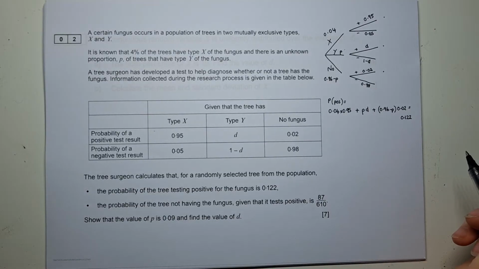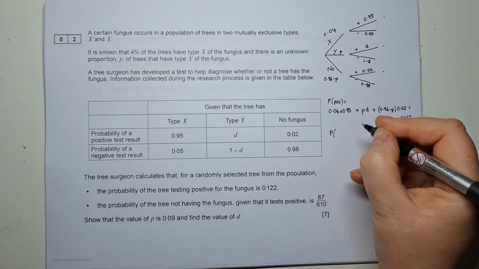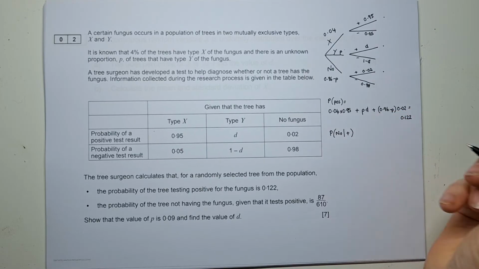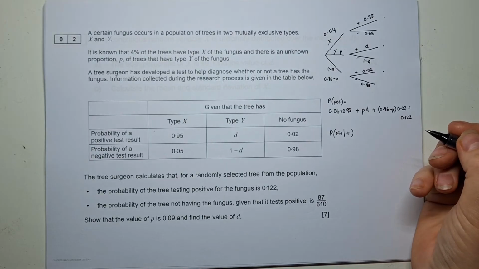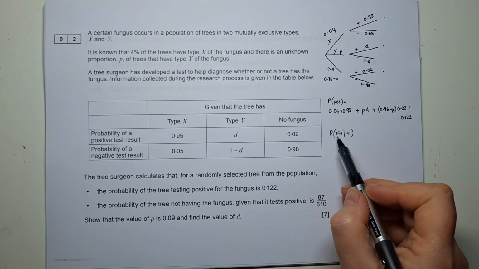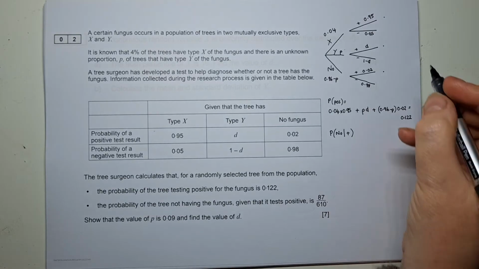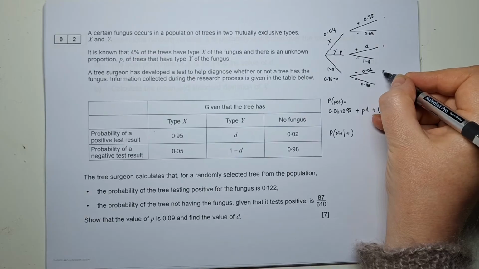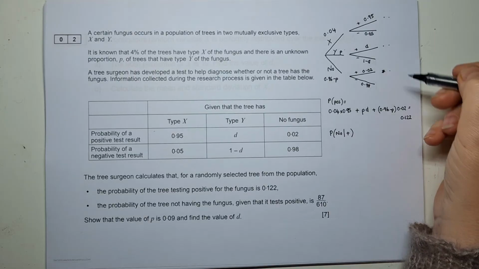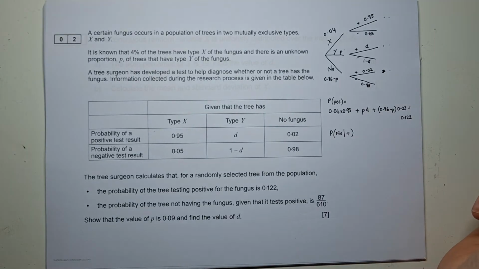Okay, so that's not particularly helpful at the moment because we've got a P and a D that we don't know. So I'm going to leave that equation for a minute and see if the other bullet point is more useful. This one says the probability of the tree not having the fungus given it tests positive is 87 out of 610. If the question was to find the probability that you didn't have the fungus given that you tested positive, you would work out this branch out of the sum of the 3 branches, and we know the sum of the 3 branches is 0.122.